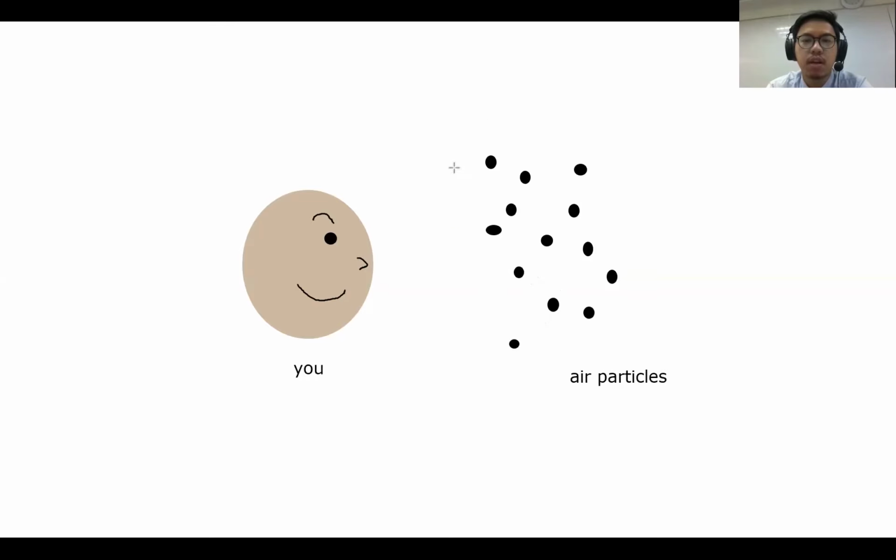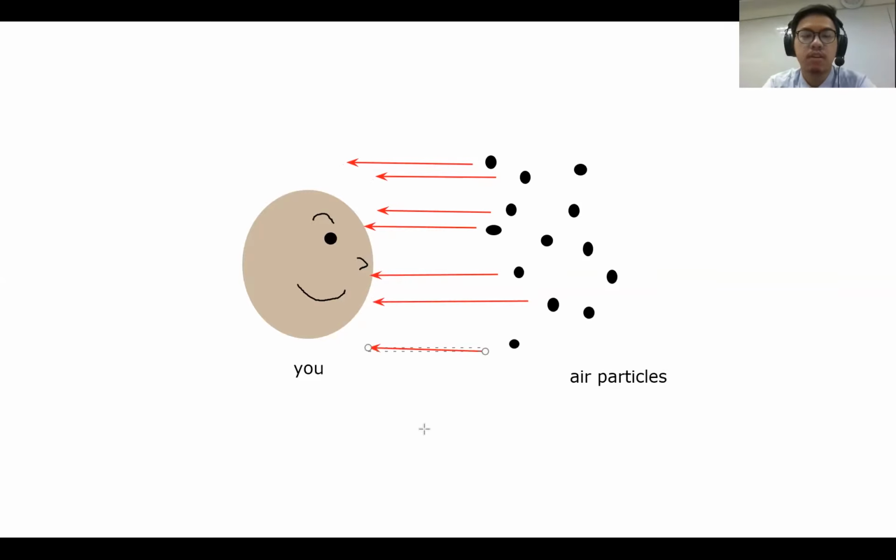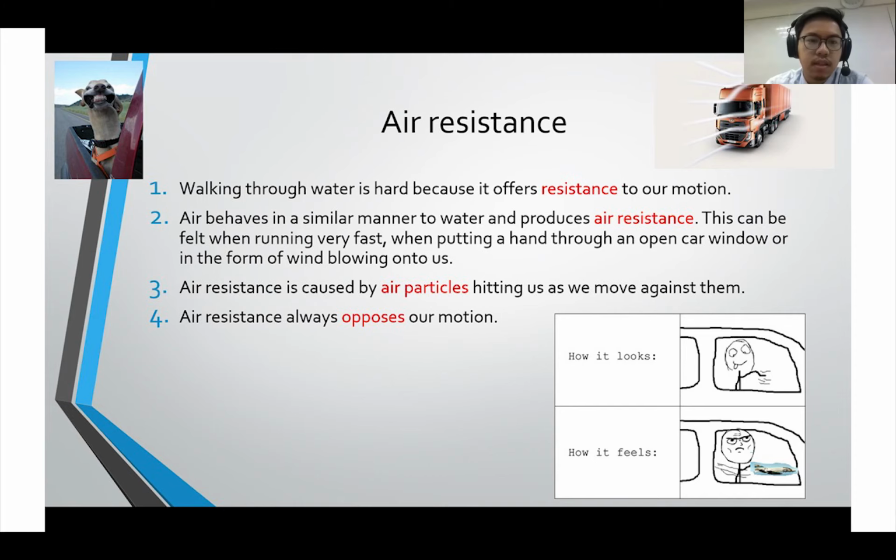Another example of air resistance can be felt when there is wind. When there is wind, each of these air particles is moving towards your body, and you can really feel them hitting your body, and you can really feel that force coming from the air. The thing that you need to know about air resistance is that air resistance always opposes your motion.